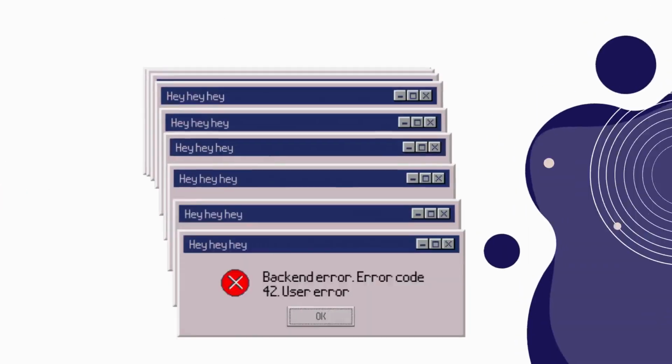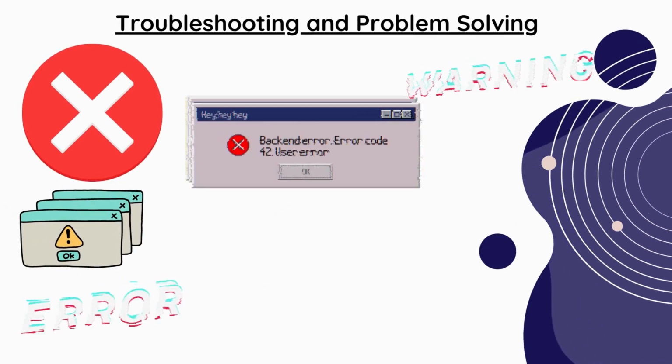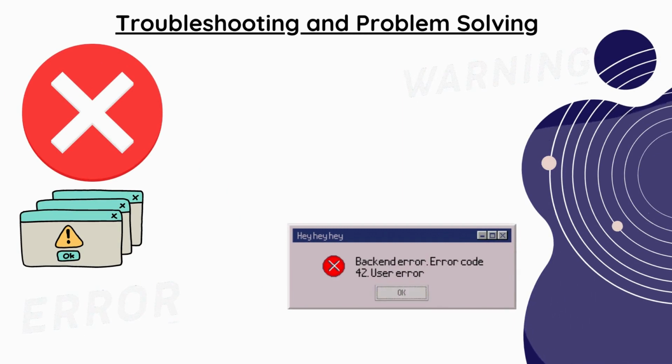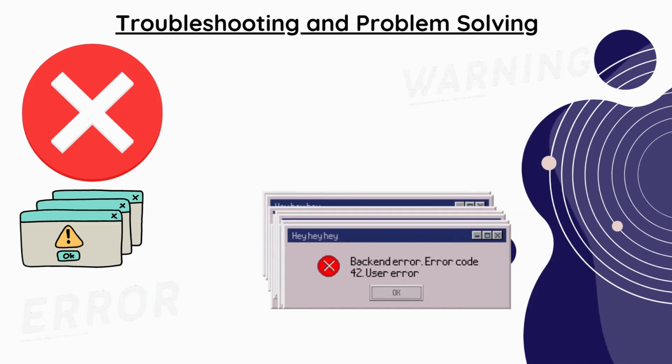Okay, so next up we have troubleshooting and problem solving. Whenever we are creating pipelines and running them, sometimes they fail. A DevOps engineer should be excellent at figuring out the issues and fixing them.